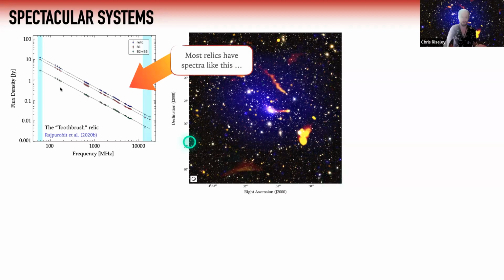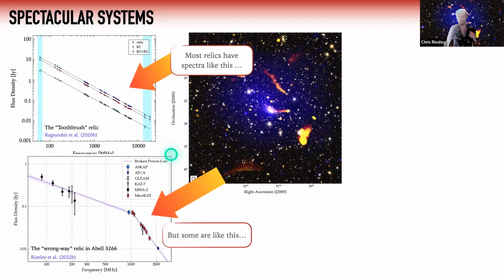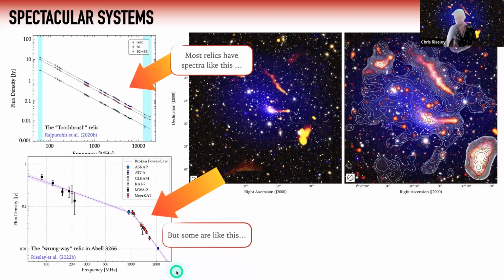And now most relics have power law spectra that hold over a very broad frequency range, such as the well-studied toothbrush relic. But the wrong way relic in Abell 3266 hosts this very sharp broken power law spectrum, which poses a very strong challenge to all of our understanding of DSA and requires us to go back to the drawing board a little bit.